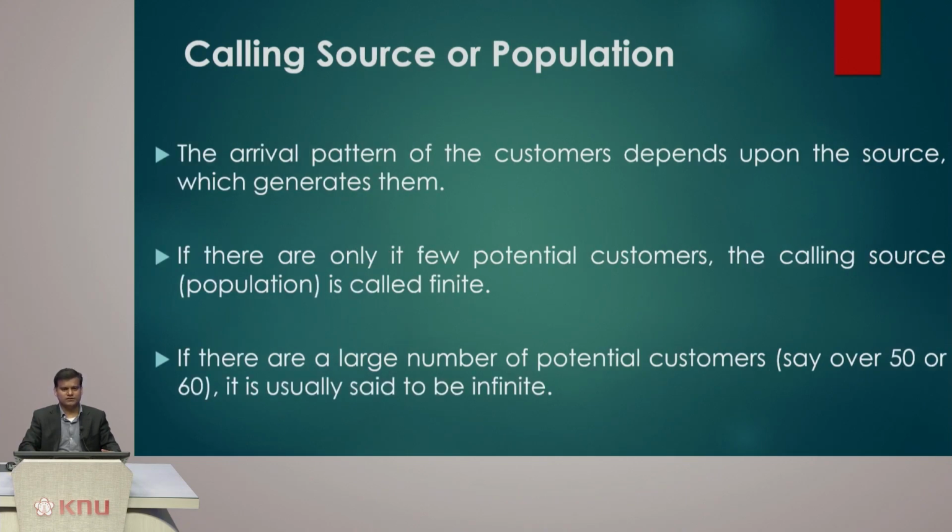Next, the calling source or population. The arrival pattern of customers depends on the source which generates them. For example, if there are only a few potential customers, the population is called finite. But if you have a large number of potential customers, say over 50 or 60, we can call it infinite. It is not an infinitely large number; we just say the potential number of customers is quite large. In that case, we can call it infinite.